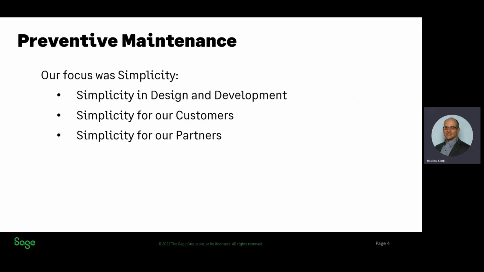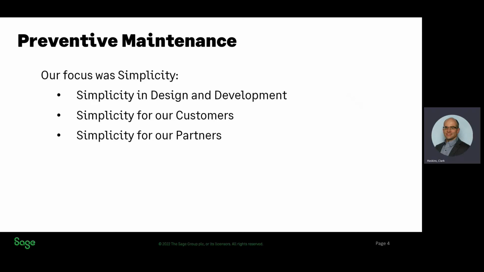The focus of preventive maintenance is simplicity. Simplicity in design and development. Now, preventive maintenance utilizes standard X3 functionality. The approach that was taken was to correlate the functionality of preventive maintenance to the X3 manufacturing functionality of a work order. Think of create a work order, track time and issue components, roll up costs, and manage component requirements.